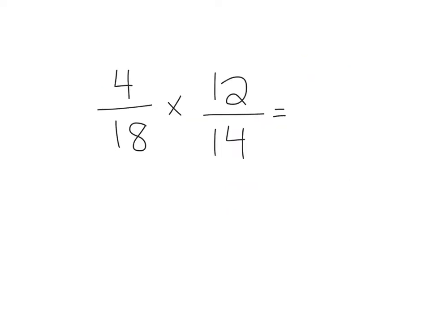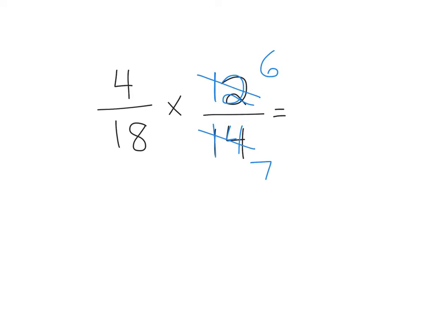Now we have 4/18 times 12/14. So now I can see that the 12 and the 14 can both be divided by 2. That's one numerator and one denominator. So 12 divided by 2 is 6, and 14 divided by 2 is 7. See, really all I did was simplify that fraction. 12/14 is the same as 6/7.